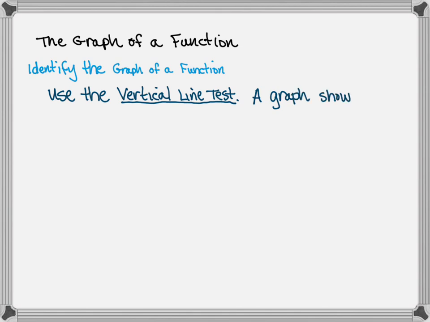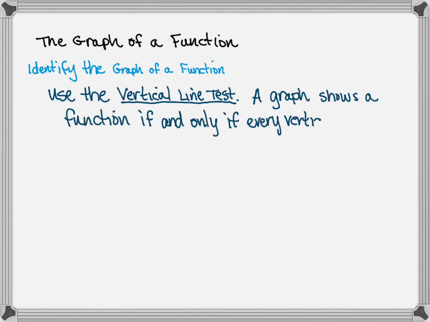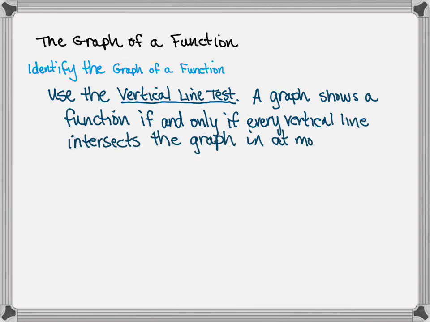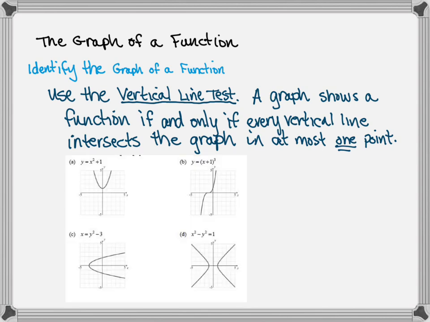Now, the vertical line test helps us to see that a graph is a function if and only if a vertical line intersects the graph in at most one point. And that's any vertical line that we draw anywhere on the graph. So let's look at some examples. So here I have 4 different graphs. Let's look at the first graph.